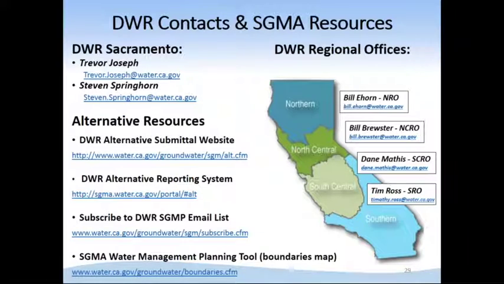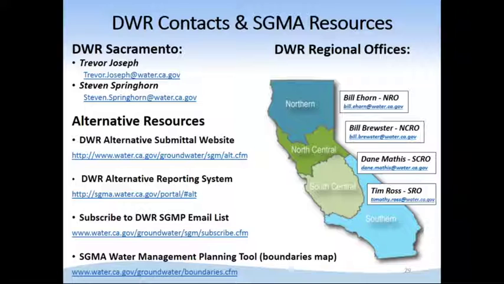So our last slide here is just contact information and additional resources, web links. In the Sacramento office, Trevor Joseph and myself, Stephen Springhorn, you can email us if you have questions on what you heard today or other questions regarding alternatives. I would suggest you also contact DWR regional offices. We have representatives in our Northern office, North Central office, South Central office in Fresno, and Southern office in Glendale.